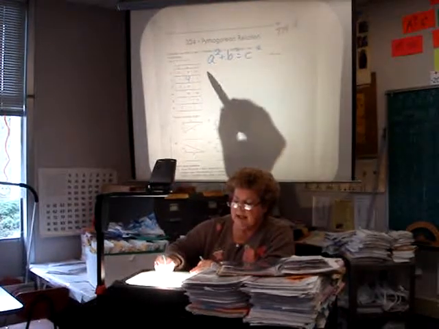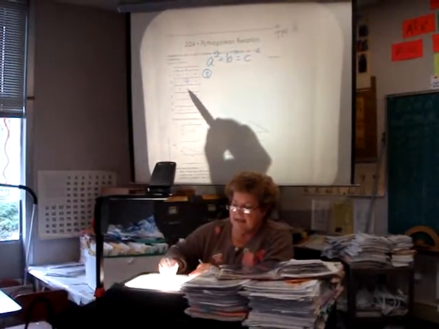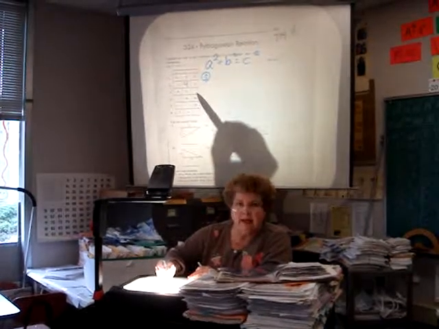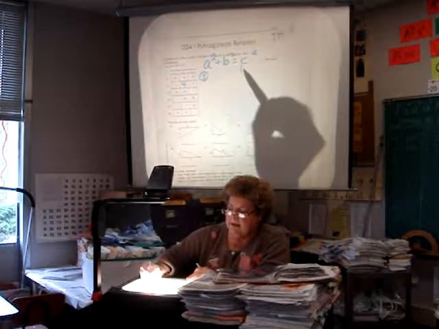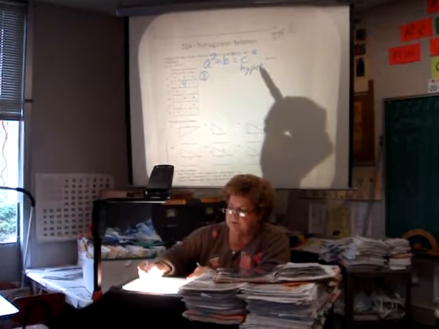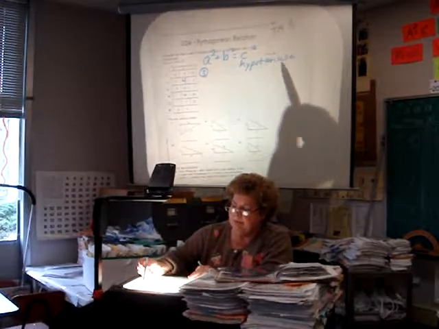Now if we go to number 3 on here, we have that a is 8, b is 15, and we have to find out what c, the hypotenuse, is. And I'm going to write that word here, hypotenuse. So finding out what the hypotenuse is.